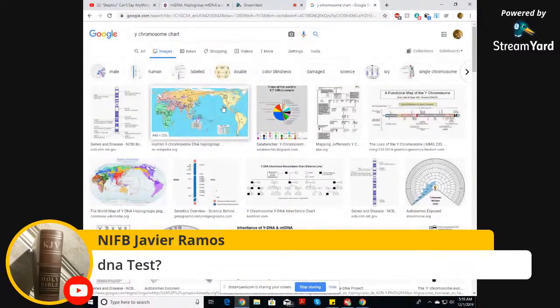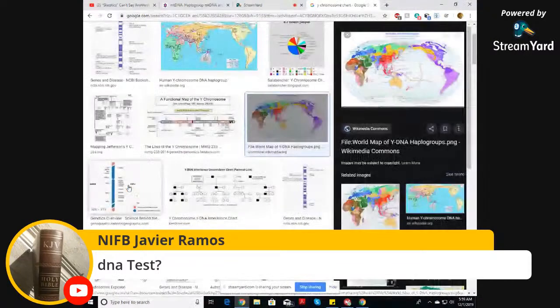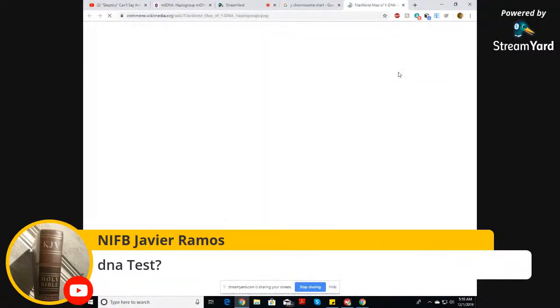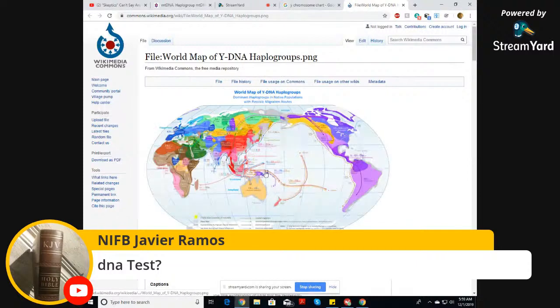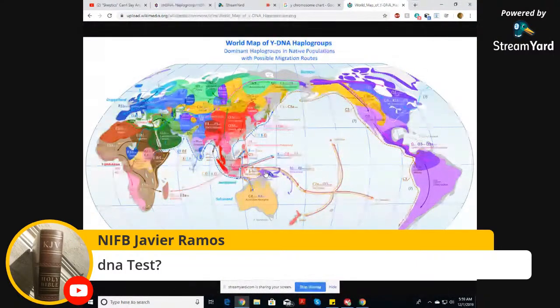Okay. Let me see. This is a good chart here. Let me see if I can follow this chart. Okay, this chart shows, but yes, it is. So the Aboriginals are K. This is the Y chromosome. The K is actually K4.